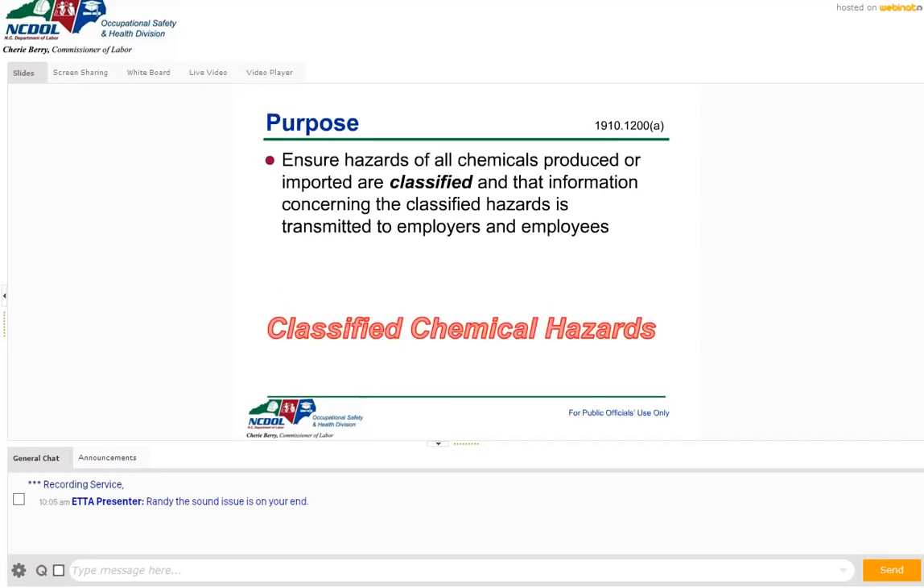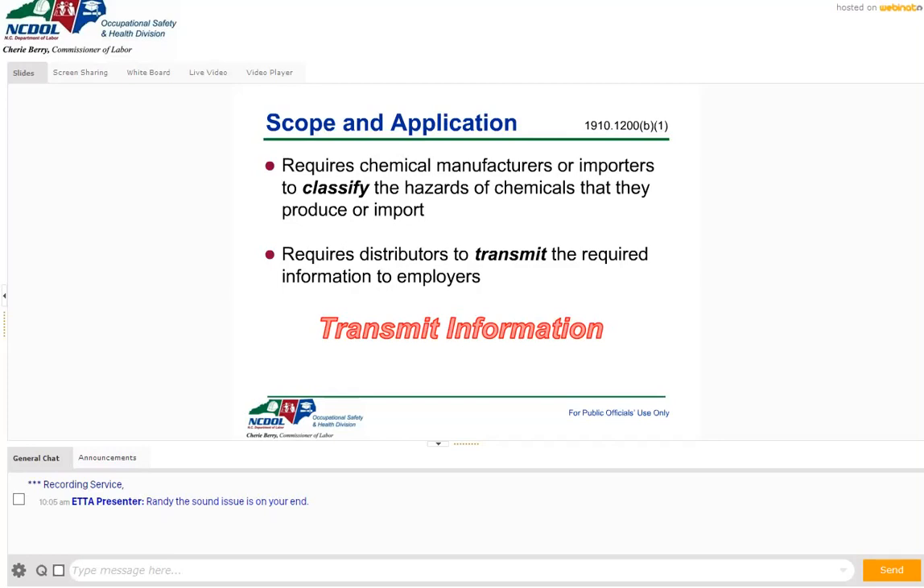And of course, with the standard, the companies that produce these chemicals are required to classify those chemicals and communicate that information to their customers, the employers and employees. So within HazCom, everything is classified. And the manufacturers or importers that make or distribute these chemicals have got to distribute this information to you. So they have to transmit the information. Pretty straightforward so far.